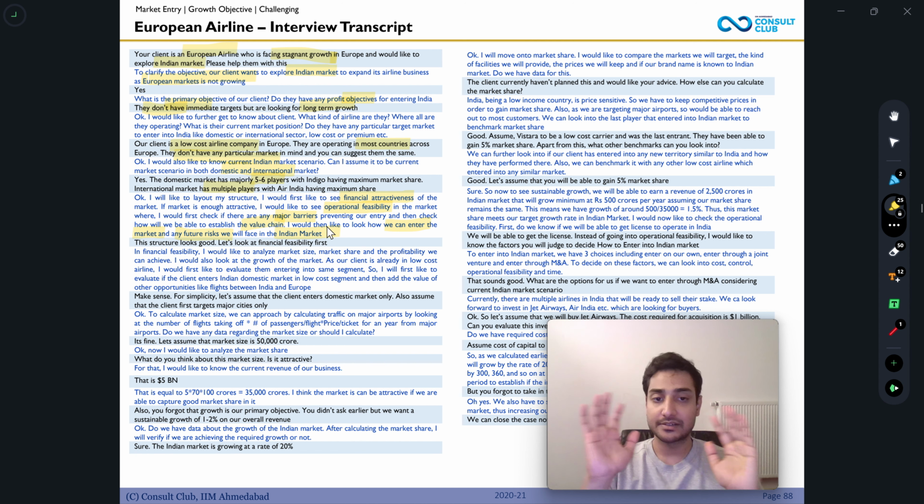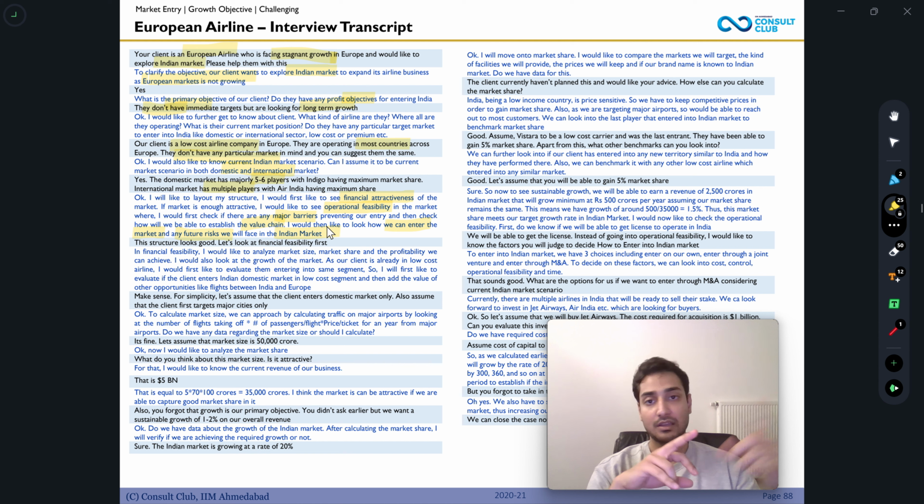So this is a very standard procedure which is followed in case study interviews. You look for two things. First is financial attractiveness, how much money you can make and what is the ROI from the point you start with, and what is the operational feasibility.